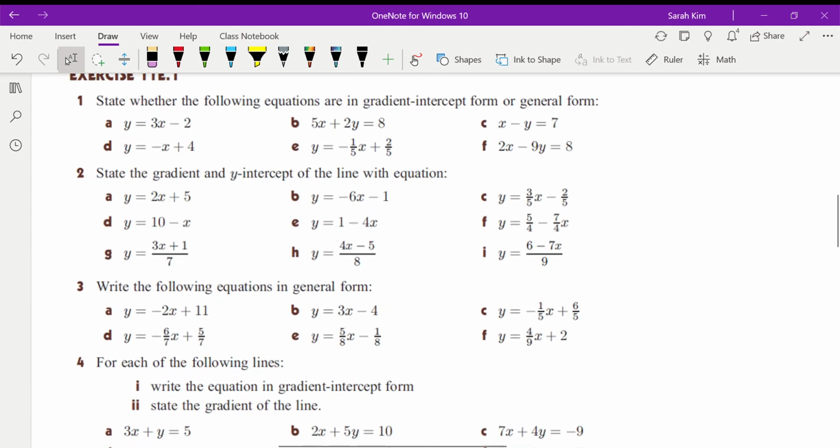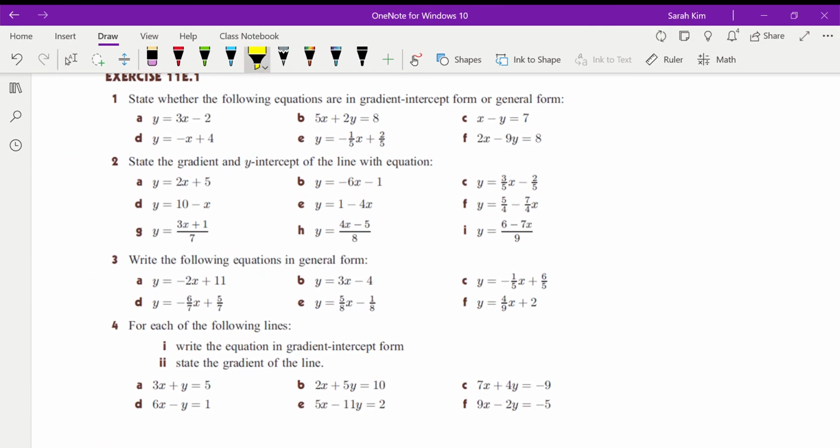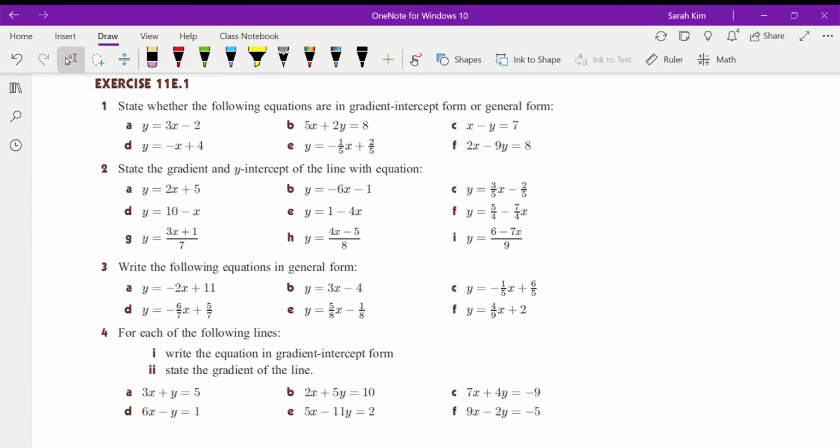Alright, so now what you should be able to do is some of these questions. I'm going to just highlight maybe a couple of them. If you want to choose some random ones, you can. So you have to figure out whether the following equations are in gradient intercept form or general form. All you have to do is write int for intercept form, and general for general form. So I want you to actually try all of them. I'll highlight all of them. So basically I just want you to write gen or int. So I want you to tell me if it's in general form or in gradient intercept form.